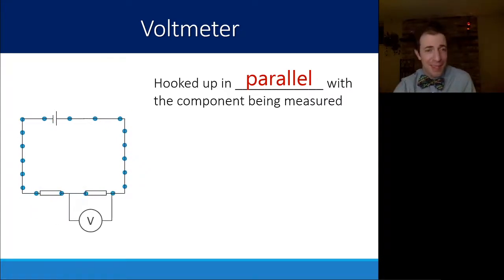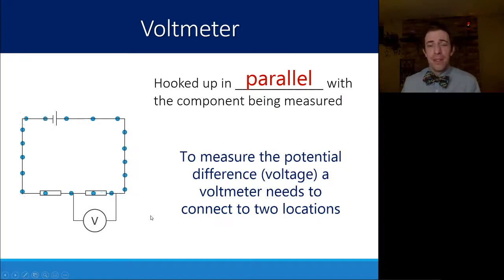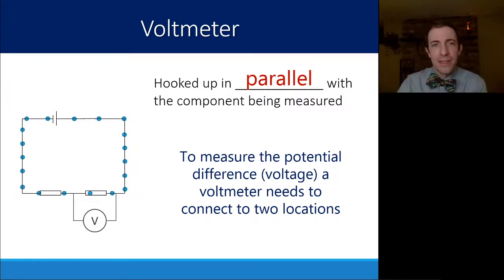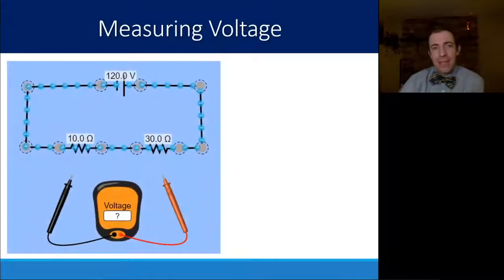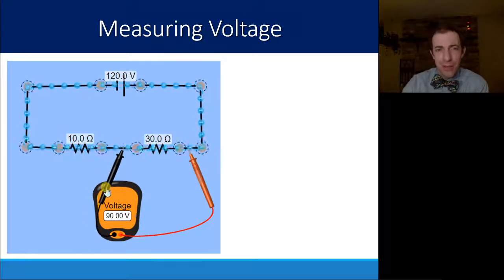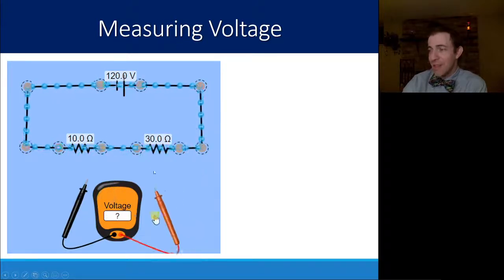I could do the same thing on this other resistor. I would just hook it up like this. So one way to think of it is to measure the potential difference. You need two locations that you're connecting this up to, and you're looking at the difference before and after this component, essentially. To look at this in a simulation, if I want to measure the potential difference around this 30 ohm resistor, I connect up these two leads on either side.